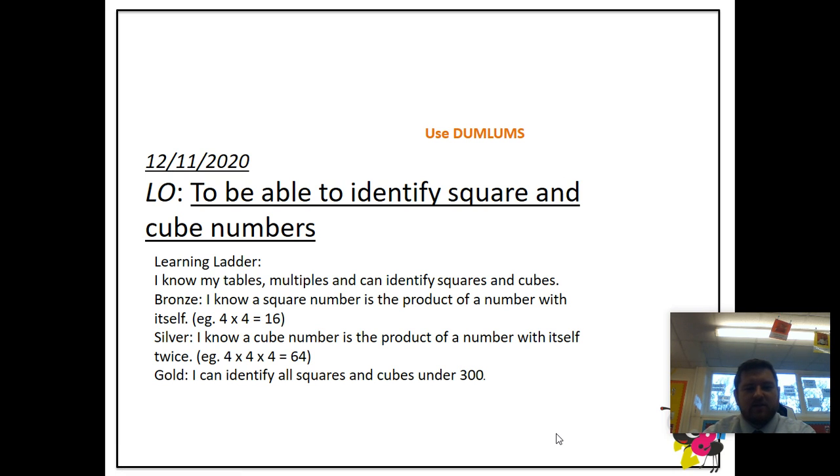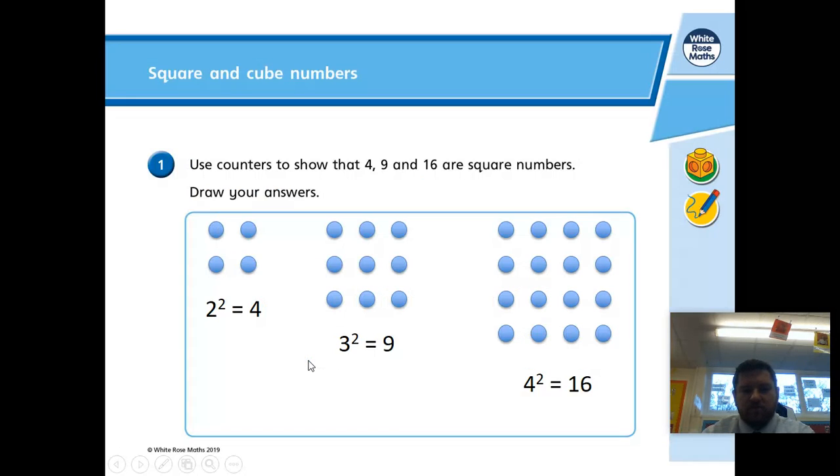Today we're looking at identifying square and cube numbers. A square number is when you multiply a number by itself. So in the bronze task you can see 4 times 4 is 16. 16 is a square number. And a cube number is where you multiply a number by itself twice. 4 times 4 times 4 is 64.